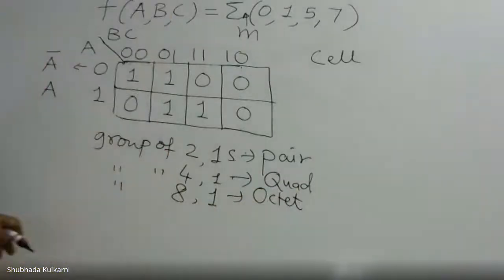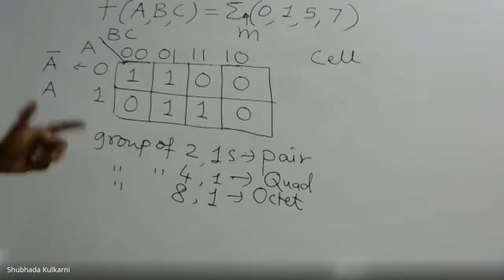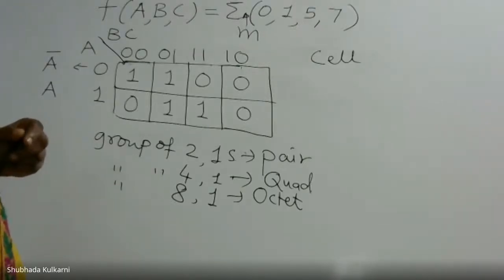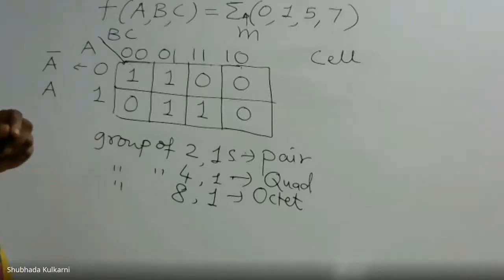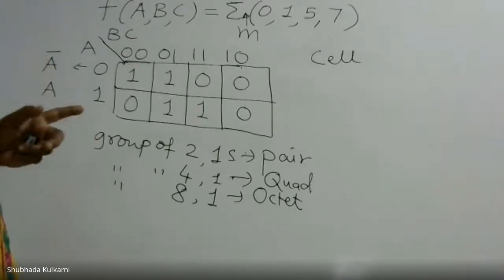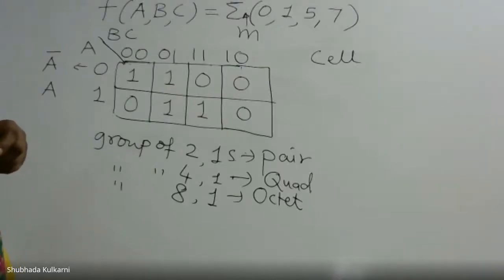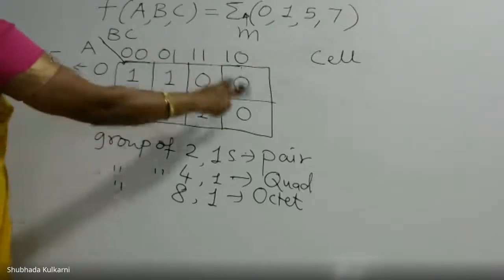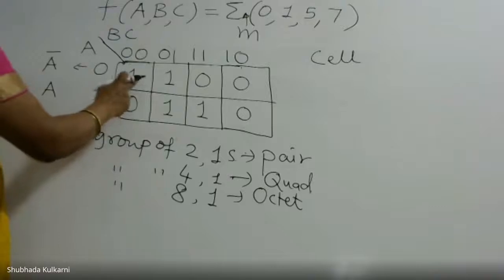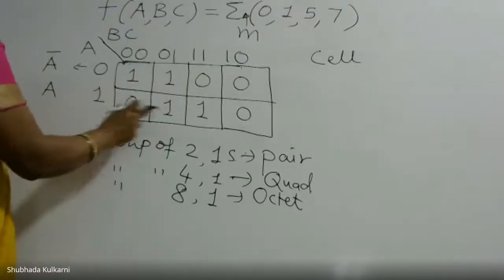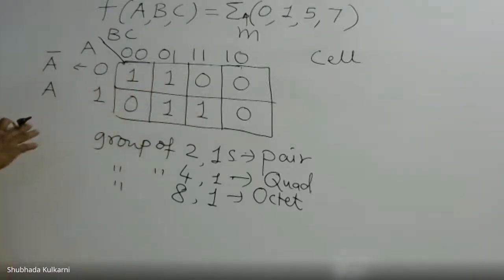Once again, I repeat. If there are two adjacent ones in the K-map, it's called a pair. If there are 4 adjacent ones, it's called a quad. And if there are 8 ones, it is called an octet. Now, in our problem, do you find 8 ones? No. Do you find 4 ones adjacent to each other? No. Because these 2 ones are there, but here it is a 0, so they are not adjacent to each other. What do you understand by adjacent? Either row-wise or column-wise, they are neighbors.